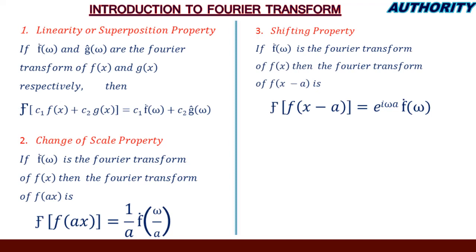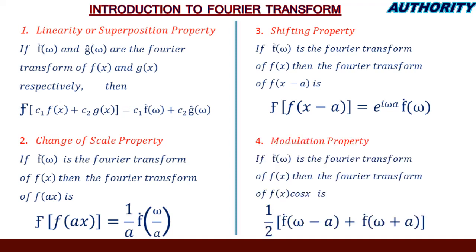Number 3, we have what we call the shifting property. We have the first shifting, we have the second shifting. This shifting property says if F of omega is the Fourier transform of f of x, then the Fourier transform of f of x minus a is going to give us e raised to the power of i omega a times F of omega. This is the shifting property, also the same with the Laplace transform.